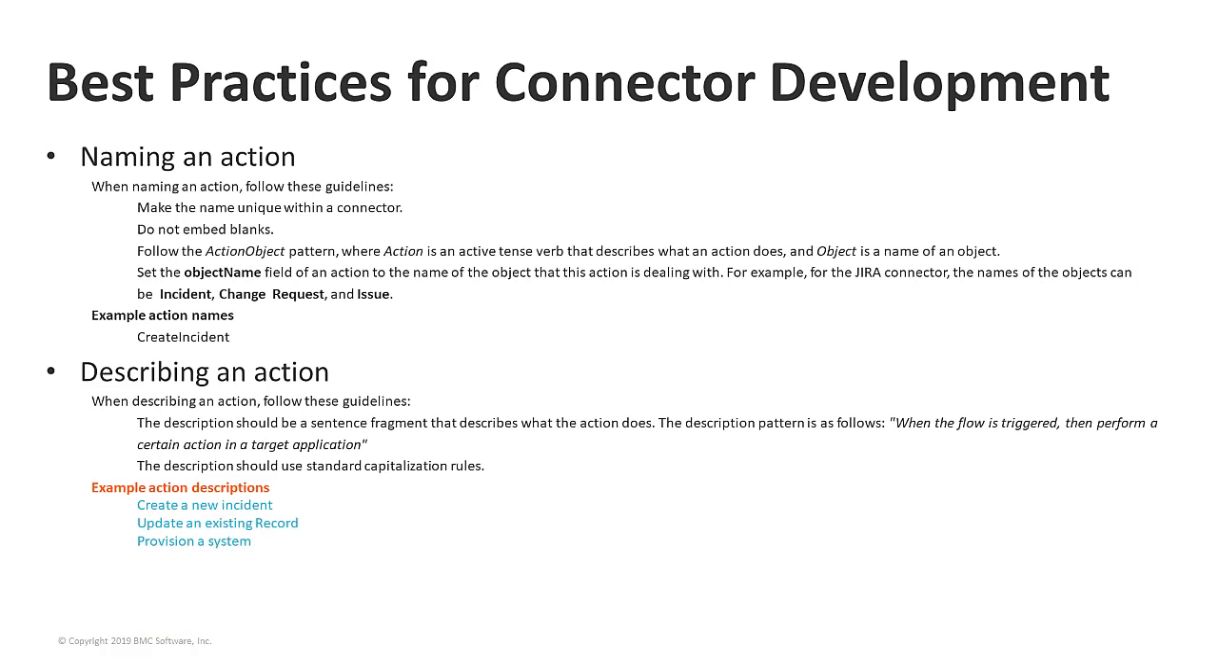Naming an action. In this case, the same thing: it has to be unique, no blanks, and for actions we usually follow the opposite pattern, where it's action object, basically what type of action you want to do on what type of object. So again, some examples would be create incident, update record, provision system.